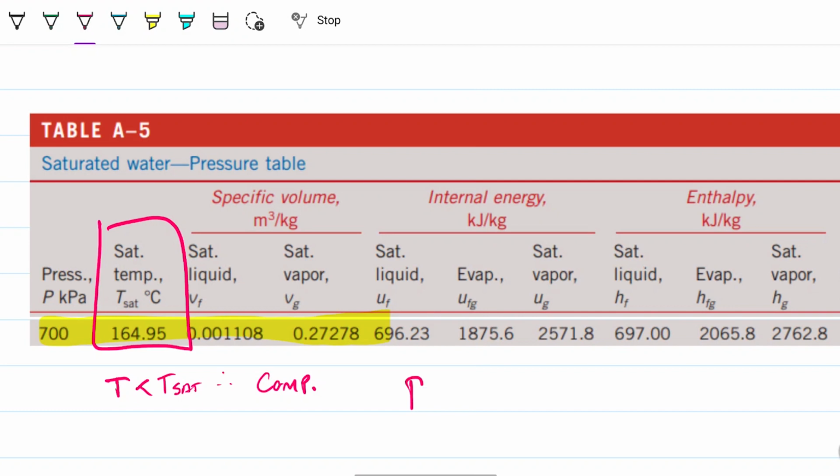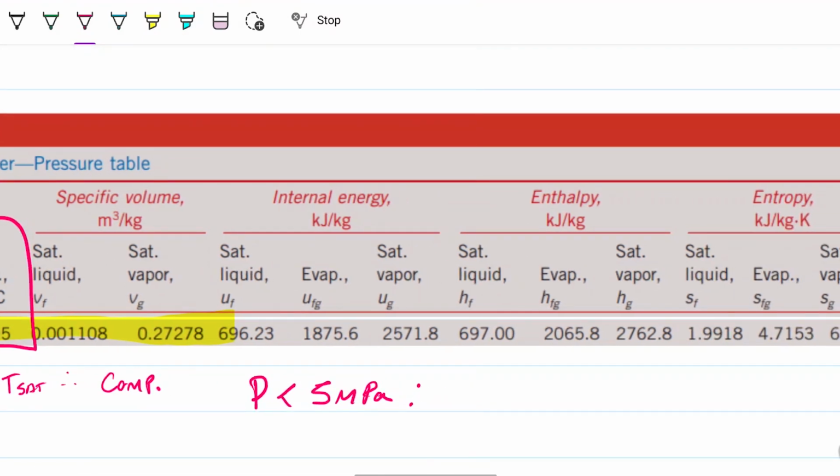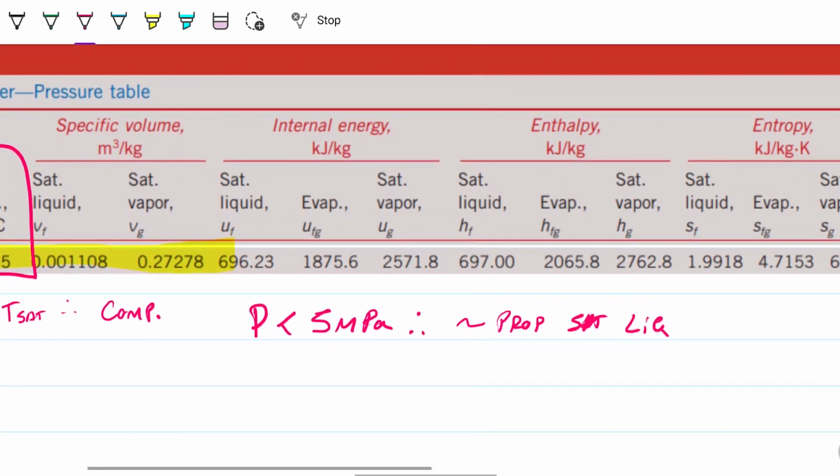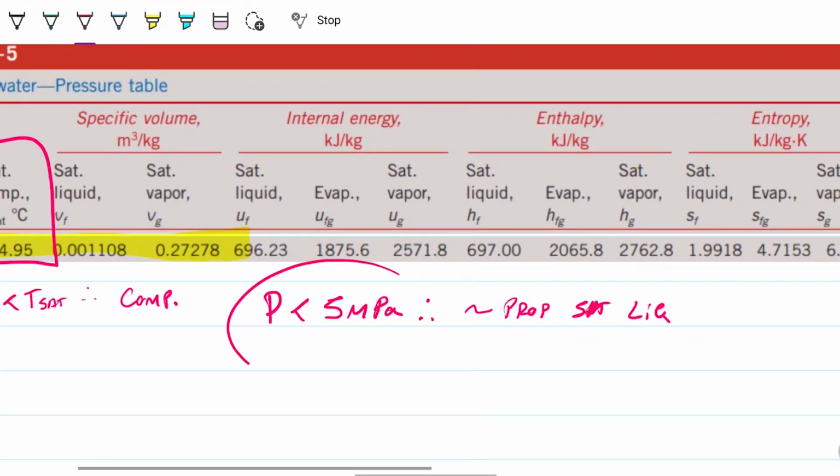Rule: is my pressure greater or smaller than 5 megapascals? It is smaller, right? My pressure is 700 kilopascals, or 0.7 megapascals. Therefore, I can approximate the properties to that of the saturated liquid in the temperature table. You don't need to memorize this.